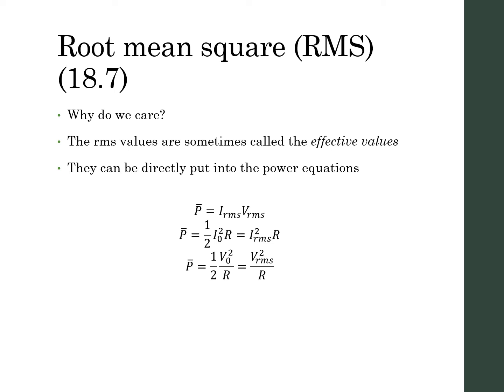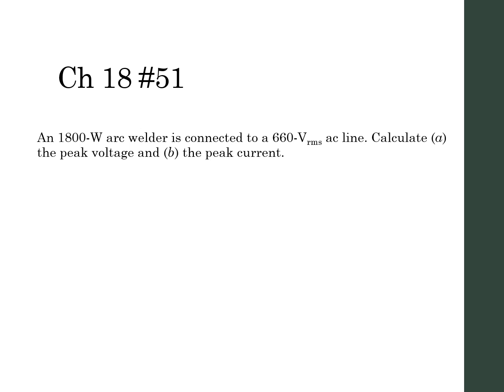So let's go ahead and do an example. This is number 51 from the back of the chapter. We're given some pieces of information, and this is what you need to look out for: in an example, whether it tells you explicitly that it is an RMS value.